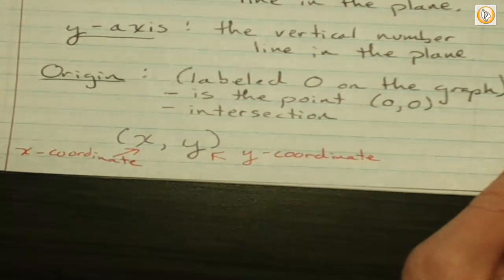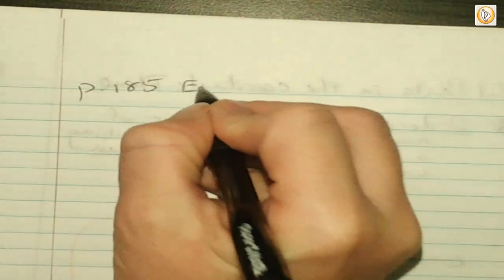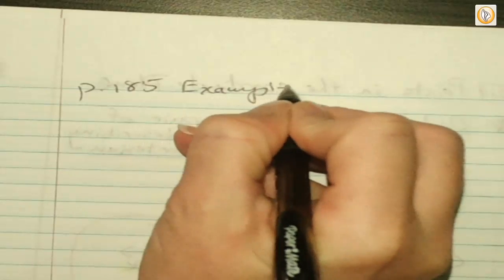Does everyone have everything? Let's open up our books. Okay. Y'all have your books open to page 185. We're doing examples. Come on, guys, hurry.